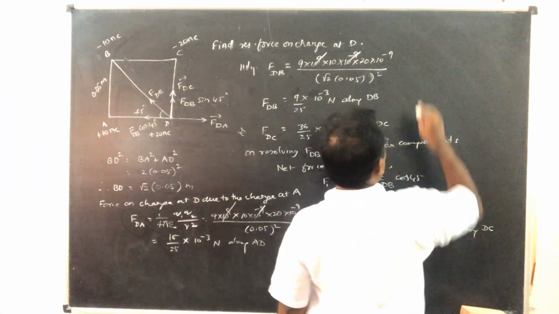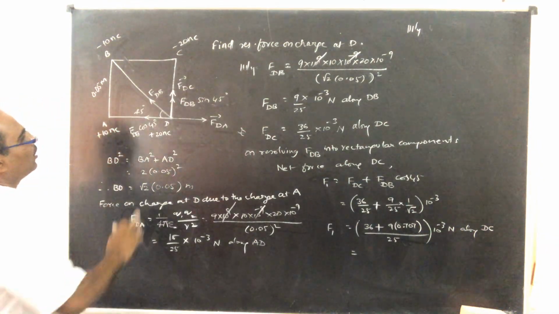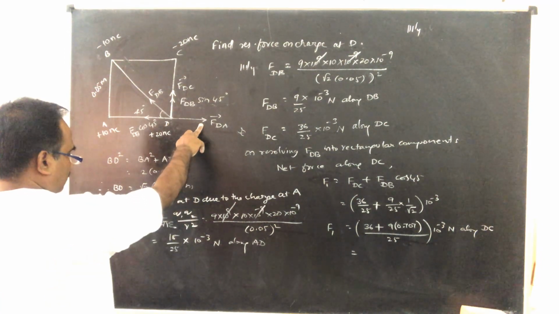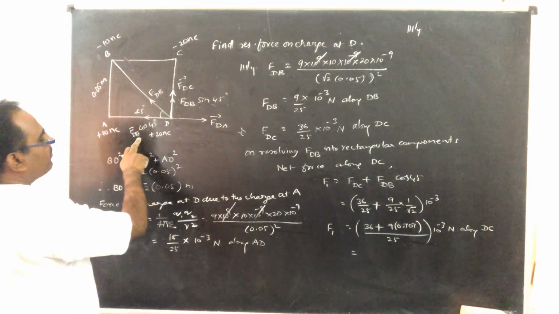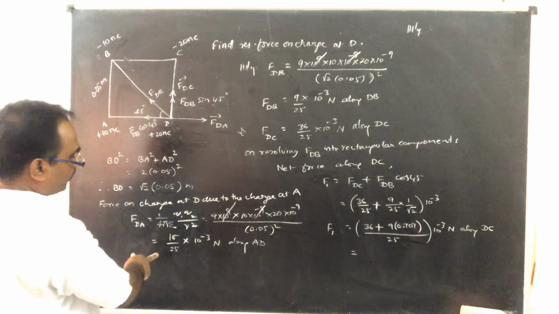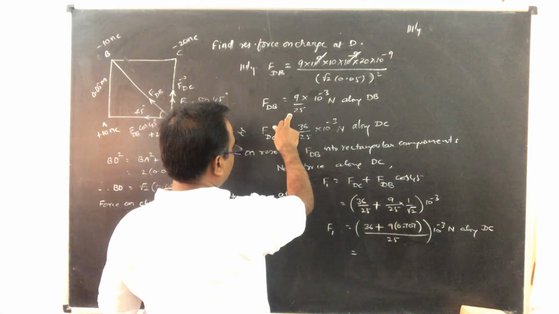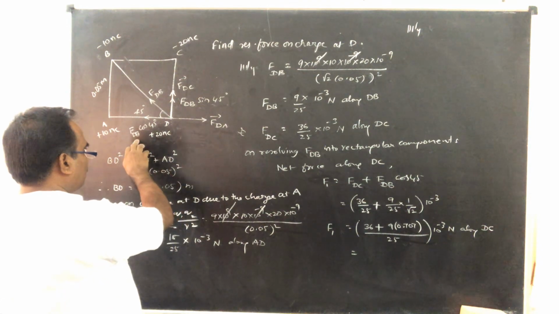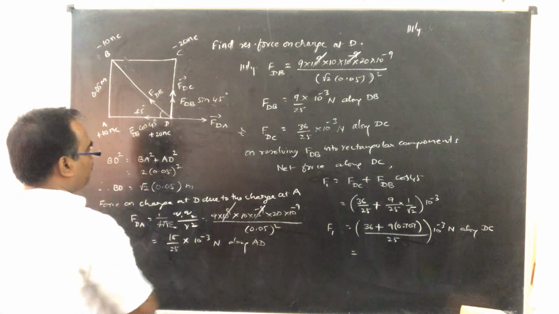Similarly, see this FDA, this is 18 by 25 into 10 to the power of minus 3 in this direction. What about this FDB cos 45? FDB is 9 by 25, which is smaller than this one. Cos 45 means it becomes still smaller. That means this FDA is larger than FDB cos 45. Therefore, the resultant will become FDA minus FDB cos 45.